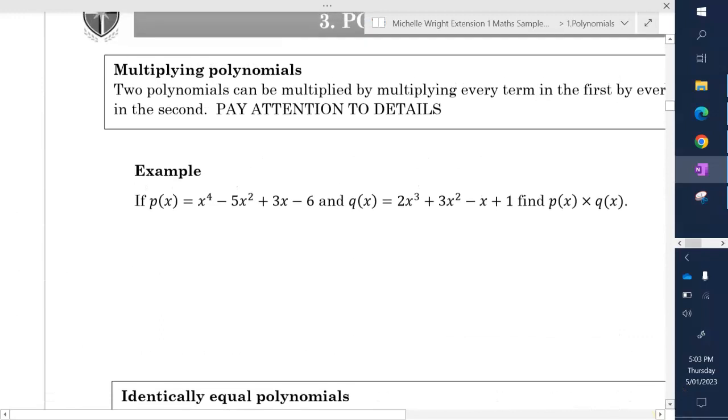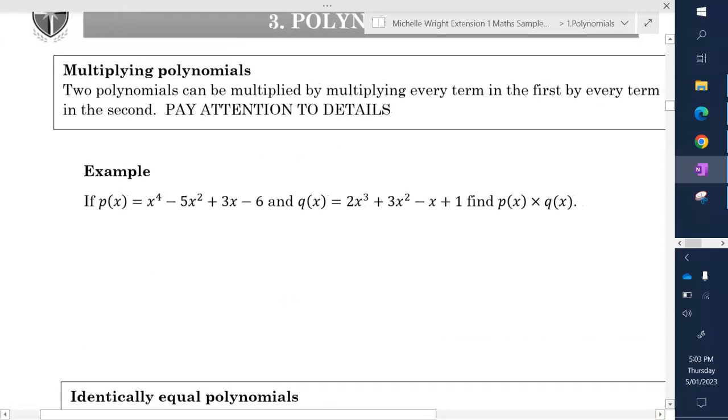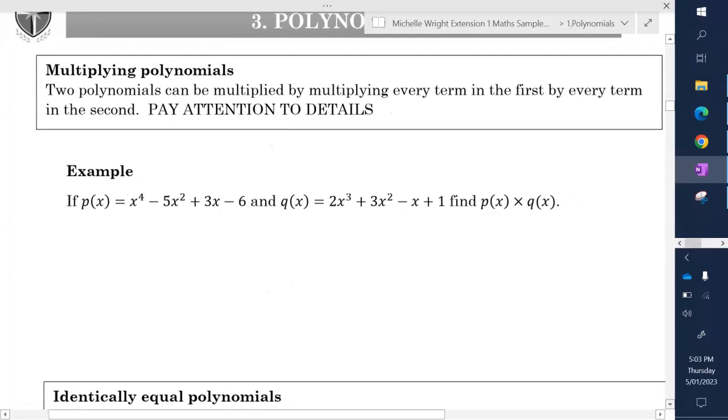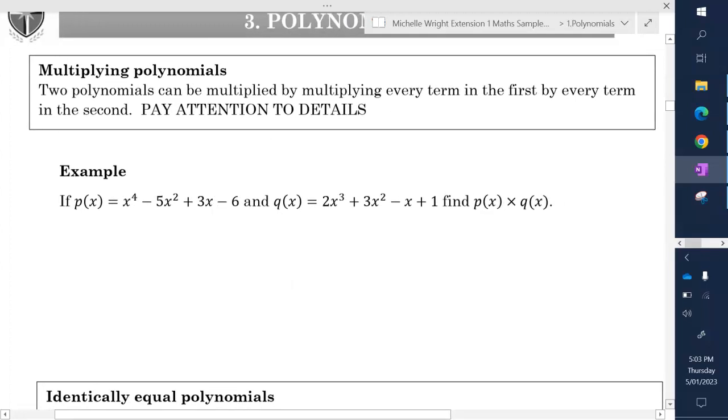Okay, multiplying polynomials. Two polynomials can be multiplied by multiplying every term in the first by every term in the second. Now, we've done these before when we've done things like x plus 2 times x plus 3, and you are foiling that. You're going to do the same with this. It just is going to be a little bit messy. Let's write out p of x times q of x, and then we'll see what we end up with.